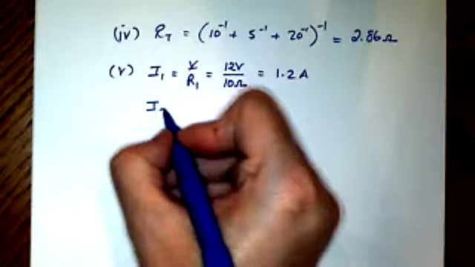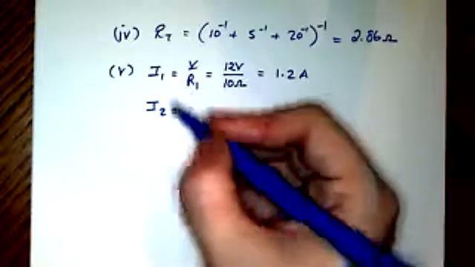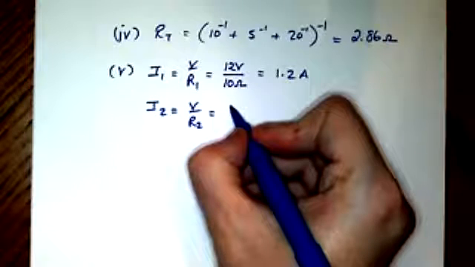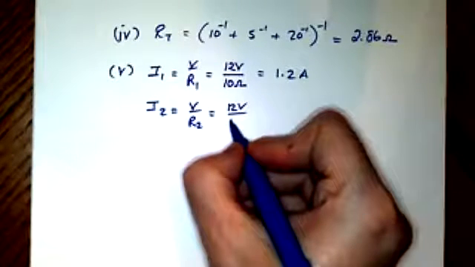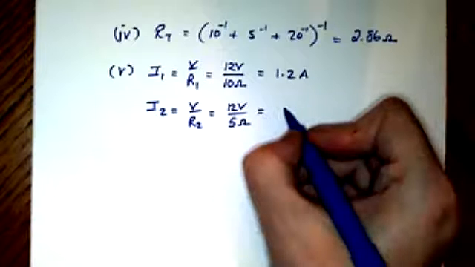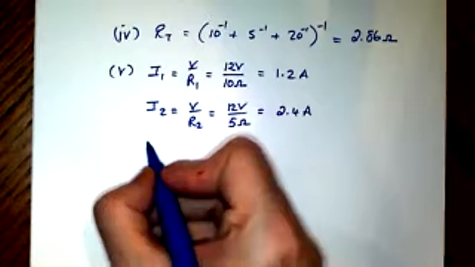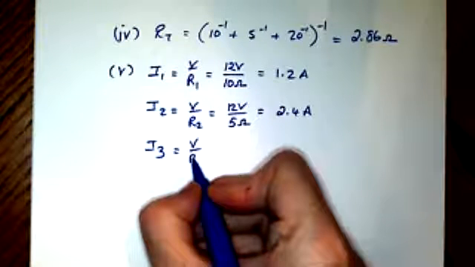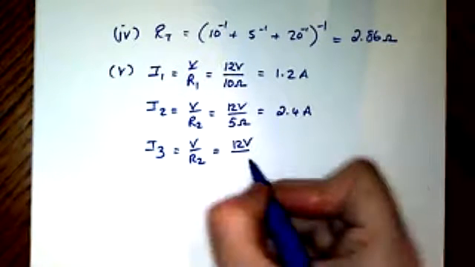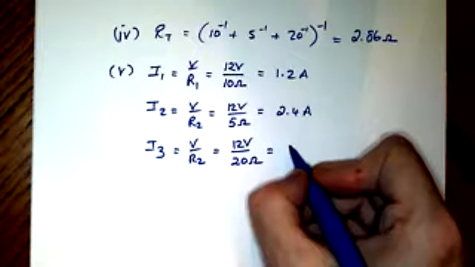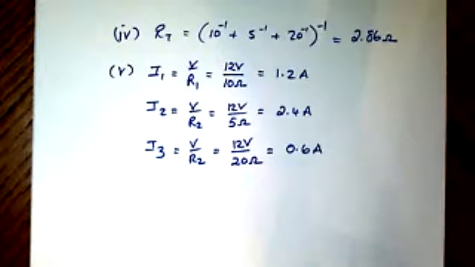If I want to calculate the current in I2, it's going to be the voltage, 12 volts, divided by the resistance, which is 5 ohms, and 12 divided by 5 gives me 2.4 amps. My third current is still going to be V over R, so that's still going to be the 12 volts, but this time we're going to divide it by the 20 ohms. 12 divided by 20 is 0.6 amps. So that's how we can calculate the branches.